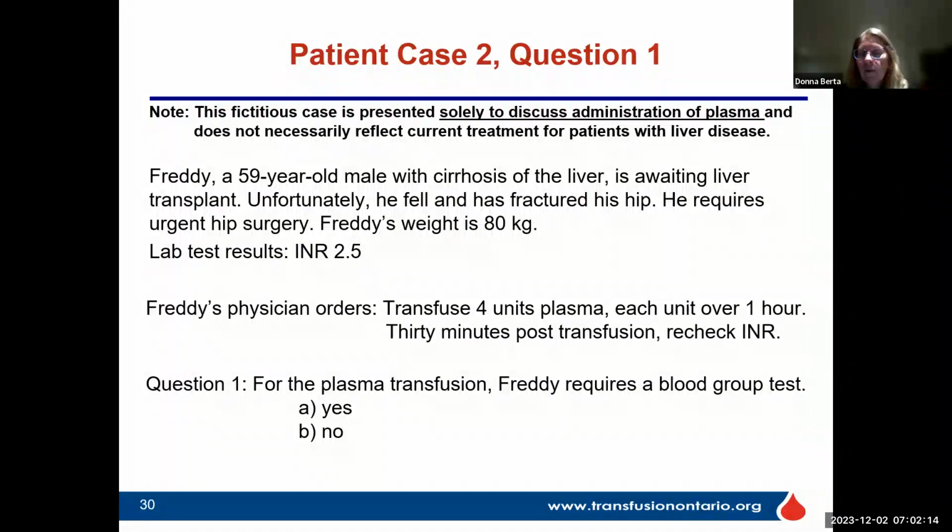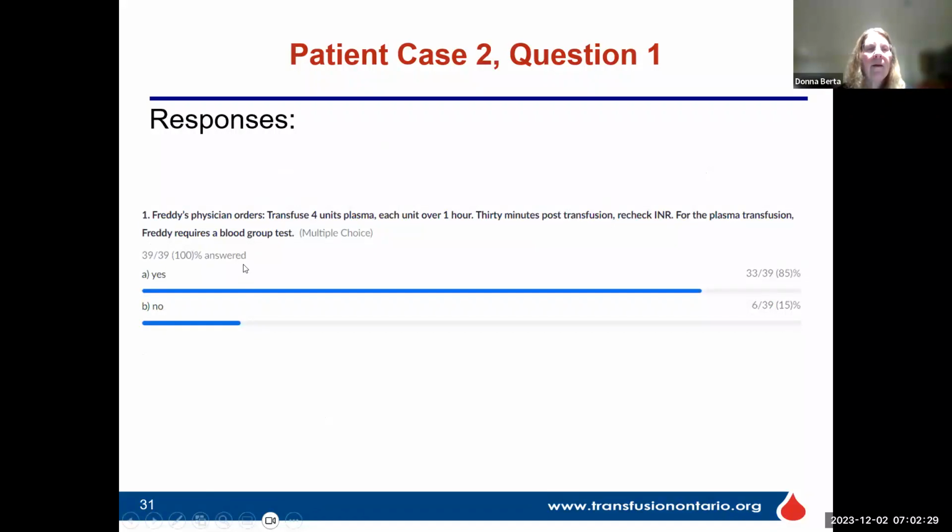For this plasma transfusion for Freddie, does he require a blood group test, yes or no? Again, I'll give you a minute to consider that. The answer here is yes, and indeed, plasma should be ABO compatible. So we do need a blood group test for Freddie to give ABO compatible plasma.